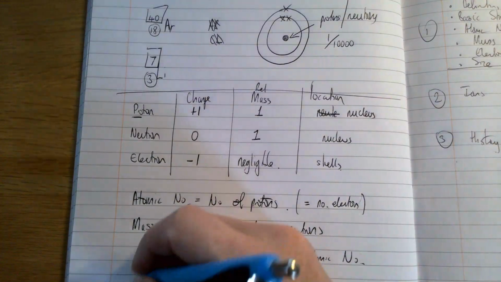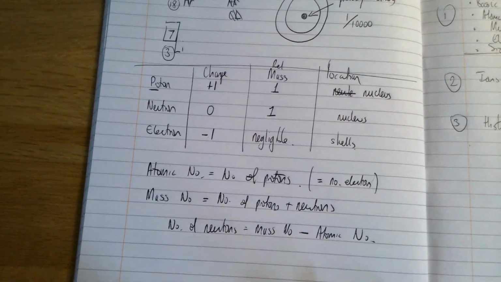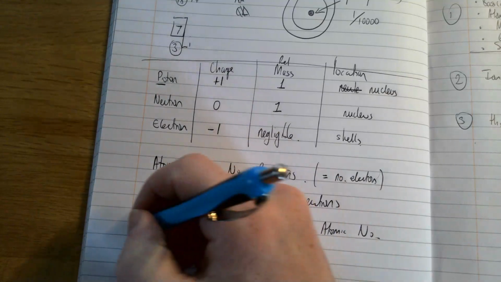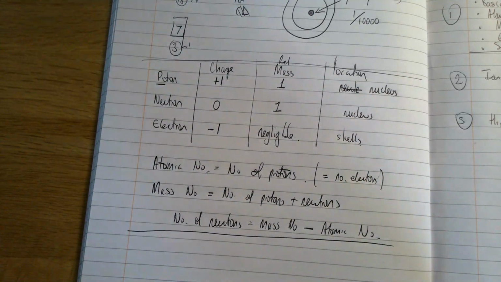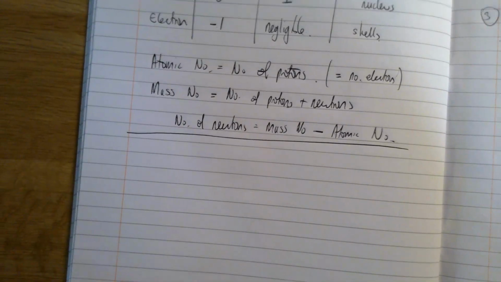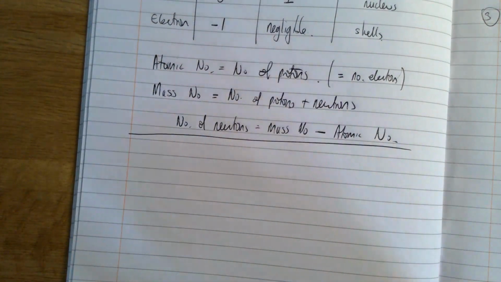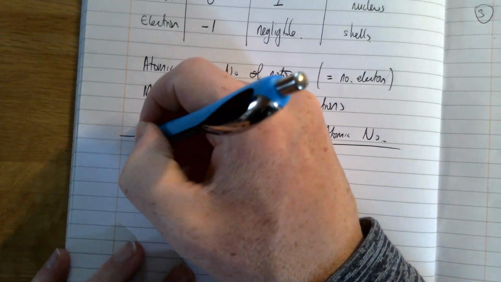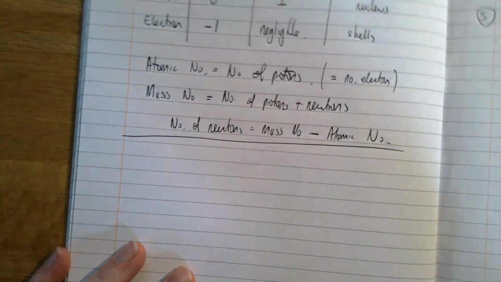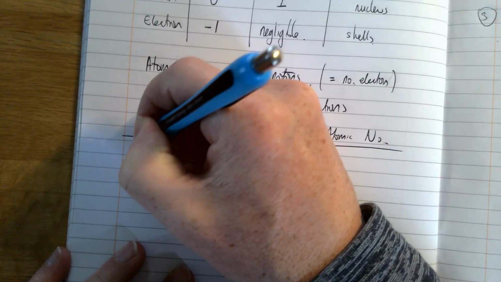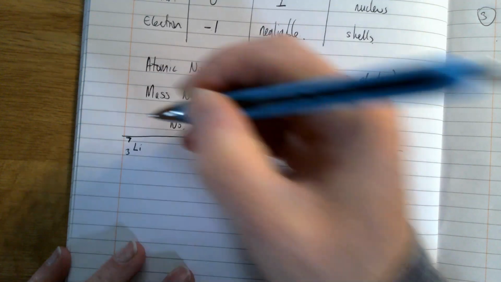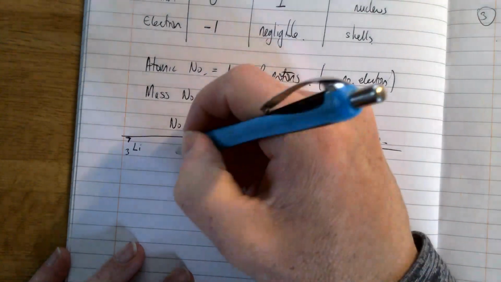So I want to just briefly finish off with electronic configuration. The arrangement of electrons in atoms depends on how many there are. And so if you've got 3 electrons like we have with lithium that I drew before. So lithium had 3 protons, 4 neutrons and 3 electrons.